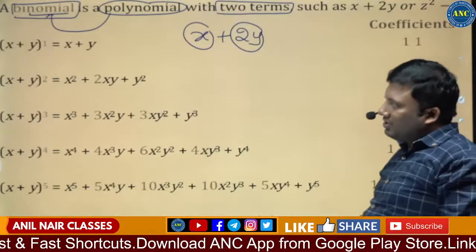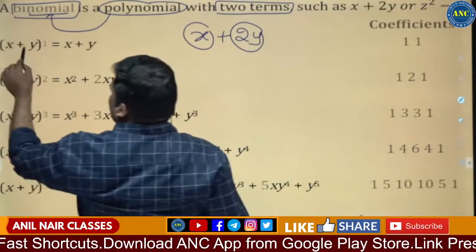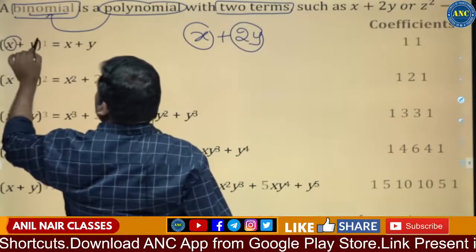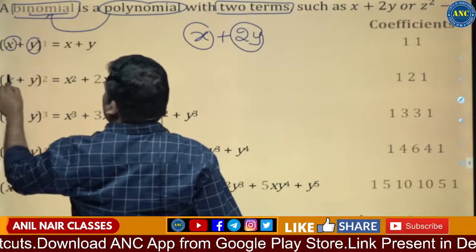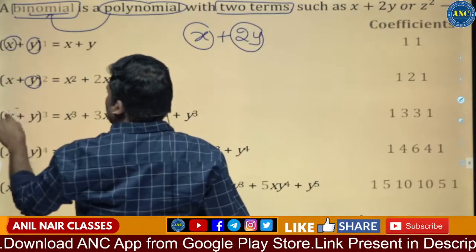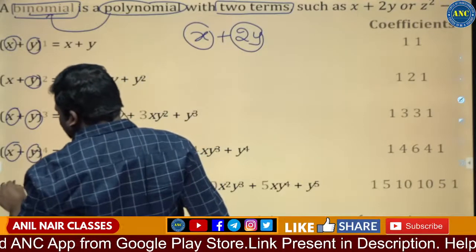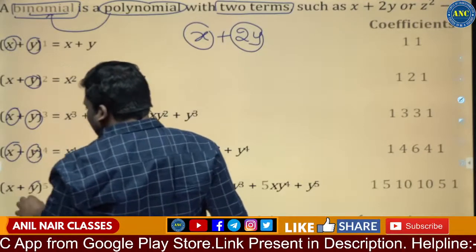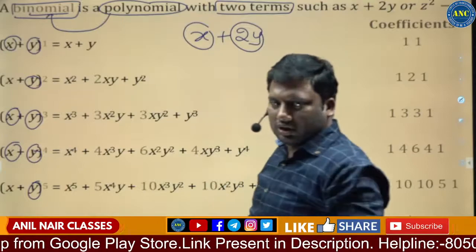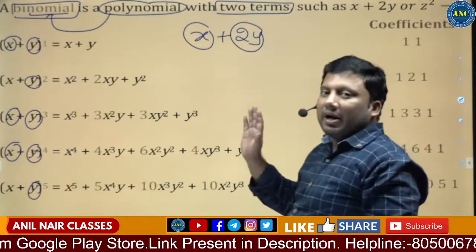I hope the definition is clear. See here, there is one term, there is another term. One term and another term. If there is a polynomial with 2 terms, then it is called a binomial.